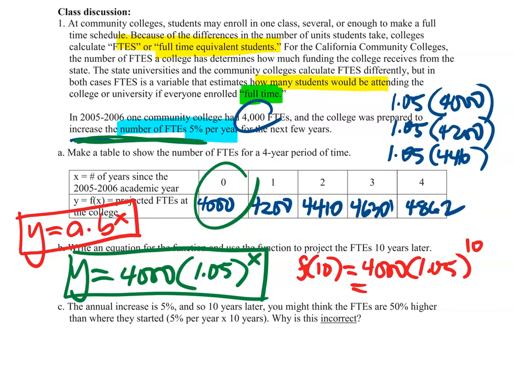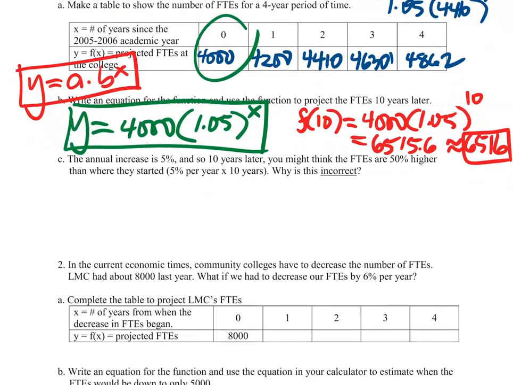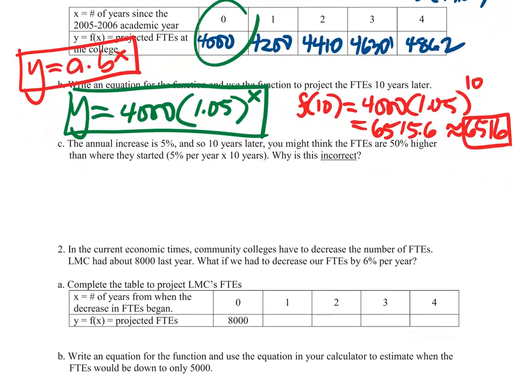And that is going to be approximately equal to 6,515.6. So that is 6,516. So after 10 years, it's 6,516. Okay.